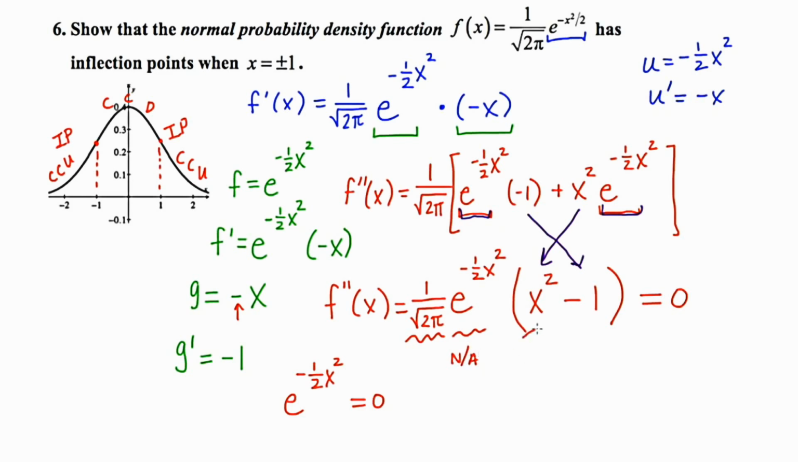And that, of course, leaves us with this. And if we take x squared minus 1 and set it equal to 0, we get x squared equals 1, or x equals plus or minus 1. So at this point, I've convinced myself that if there are inflection points, they're going to be at positive 1 and negative 1.